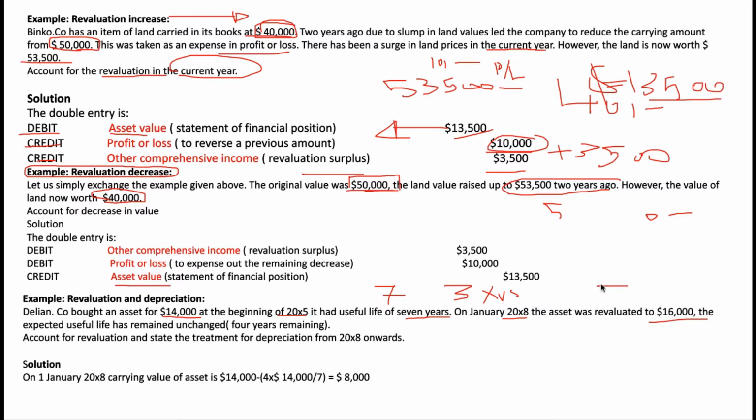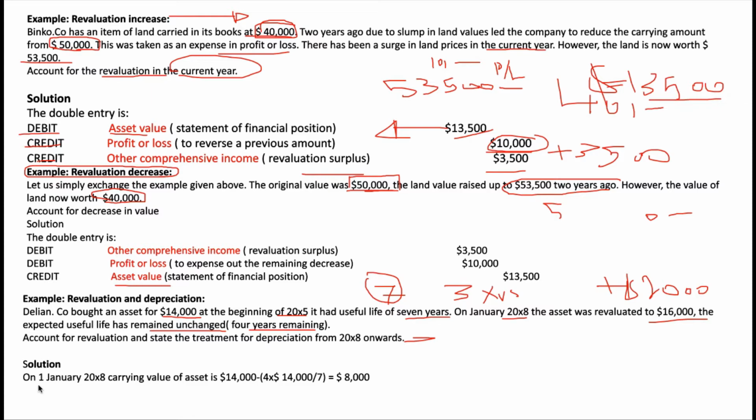There is a surplus of $2,000. The expected useful life has remained unchanged. So there was no change in our expected useful life for the asset. 4 years remaining. It means the total years are 7, and up to the 1st of January 2000x8, 3 years, 7 minus 3, 4 years remaining. The question here: account for the revaluation and state the treatment of depreciation from 2000x8 onwards.